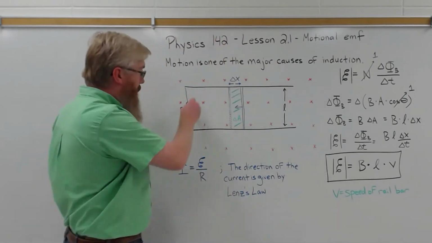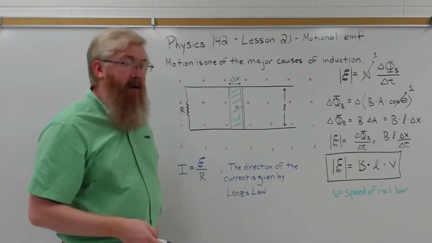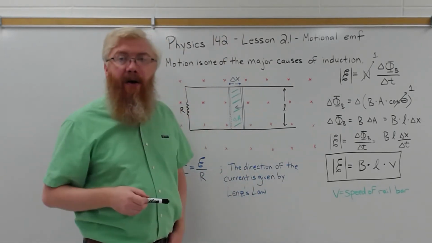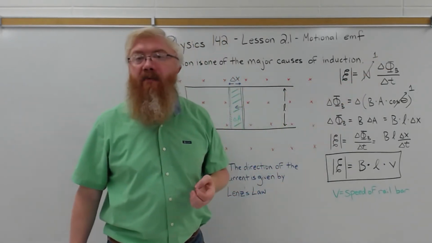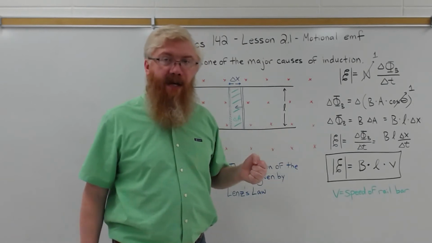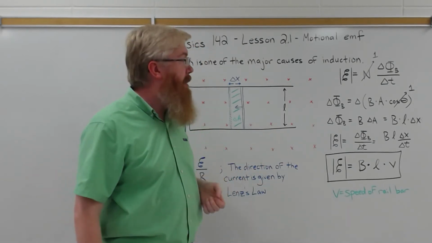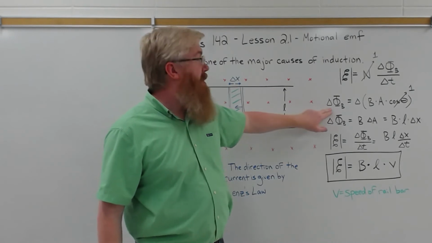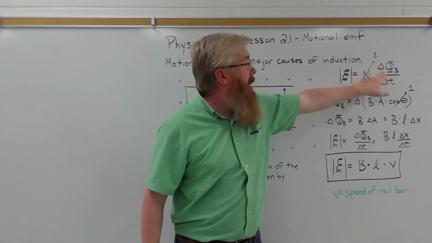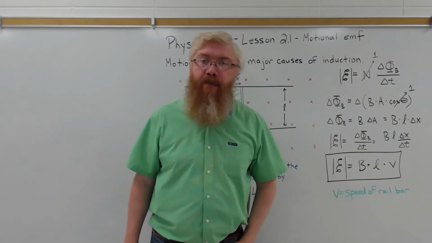Well, there's only one loop here, one loop of wire. I don't have hundreds and hundreds of loops of wire here. So N in this example is equal to 1. A single loop of wire, so N just drops out of the equation because it's equal to 1 and doesn't change anything. I want to look at the changing magnetic flux now, because that's the only thing that's left in this equation. How does the magnetic flux change with time?